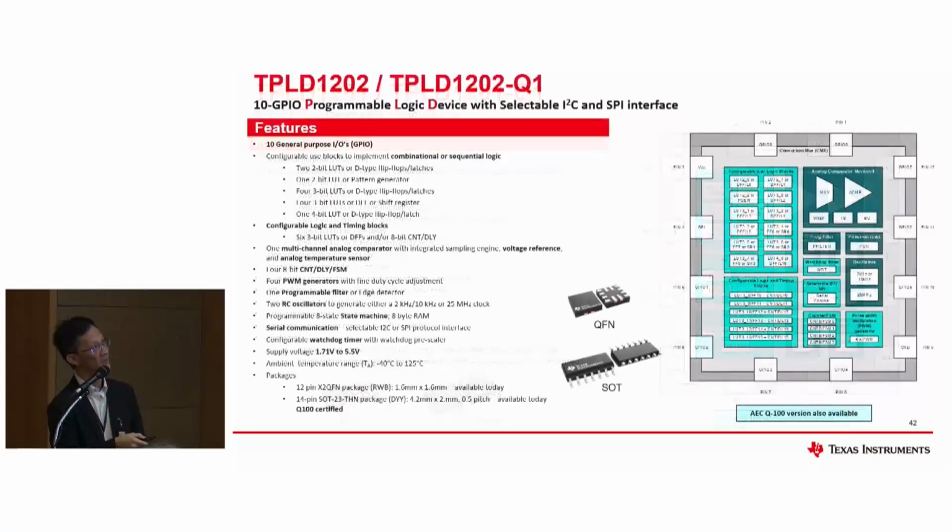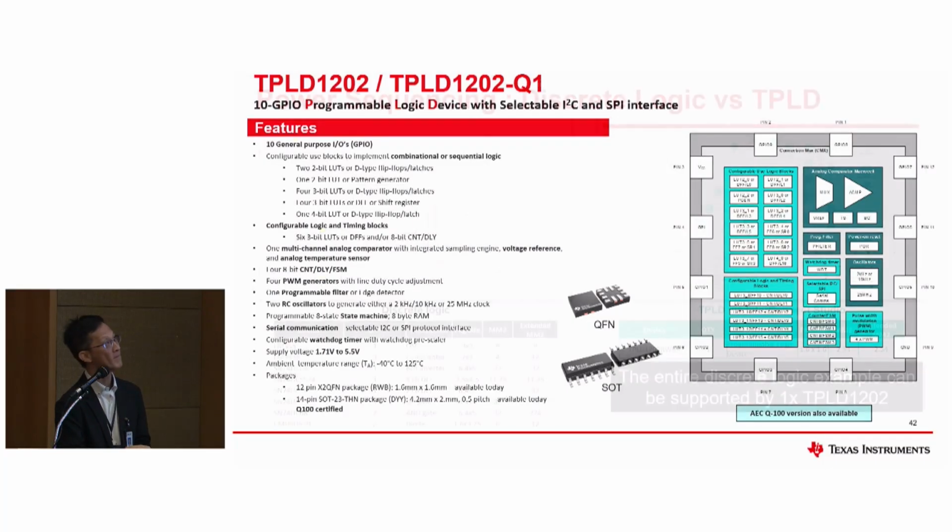Of course, the next higher tier we call the 1202. Basically, this comes with 10 GPIO. Again, it comes with the various 2-bit, 3-bit, or 4-bit LUTs. You can see that we have much more integration in the 1202 devices. We have even thrown in serial communication, which is SPI or I2C. This comes in QFN as well as SOT packages. So these are the 3 products we currently have. Of course, you will definitely want us to expand more as we progress.